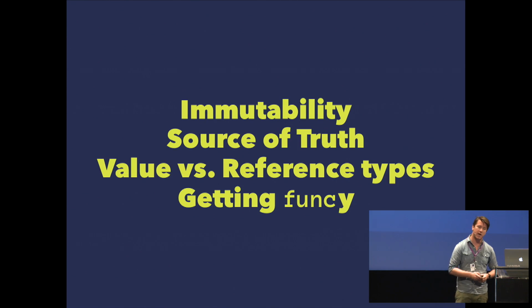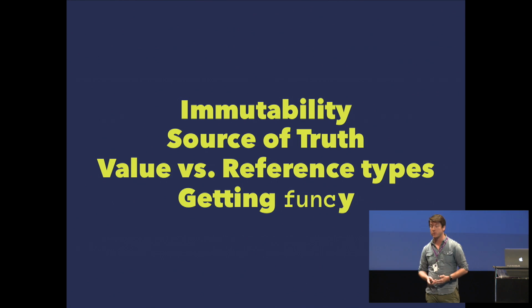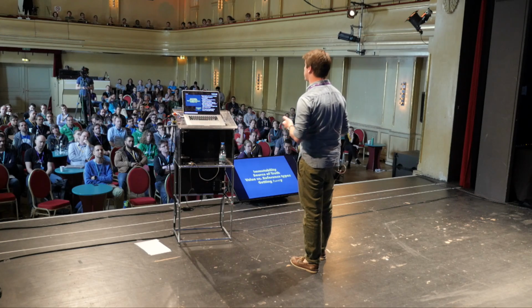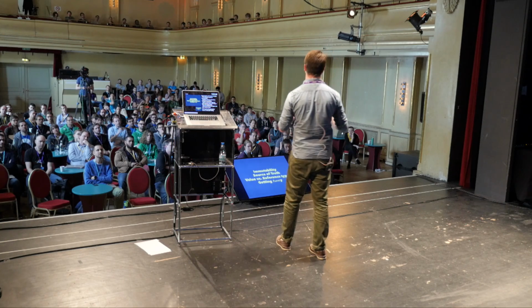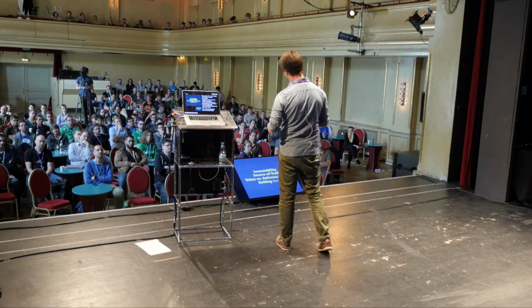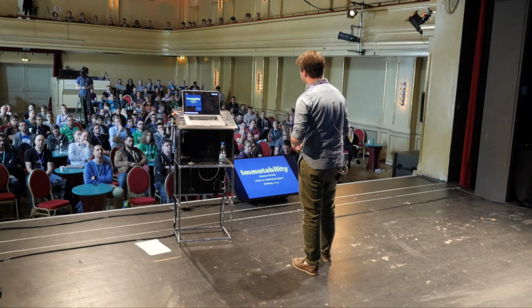So let's dive into it. Let's talk about some actual concepts here. We'll cover a few different ones. We'll start off with talking about immutability and the value of immutability. We'll talk about finding the source of truth in your application. We'll talk about value versus reference types, and specifically in Swift, and how they can help reduce state and leverage your data. And we'll talk a little bit about functional paradigms and how functional paradigms can help reduce state. So we've got some ground to cover, so let's get rolling. Let's talk about immutability.